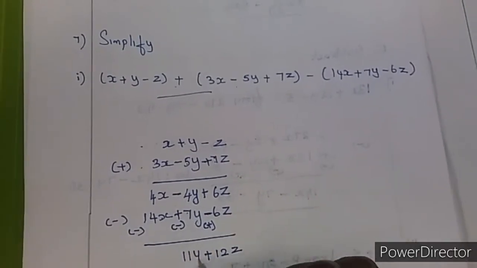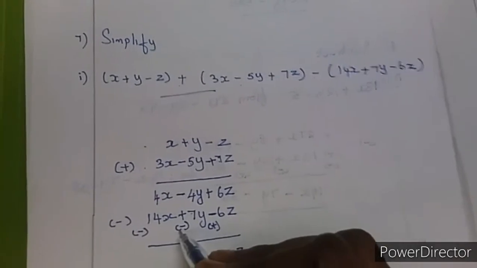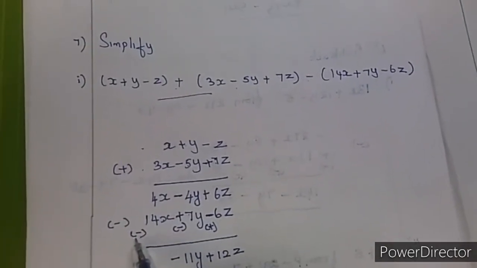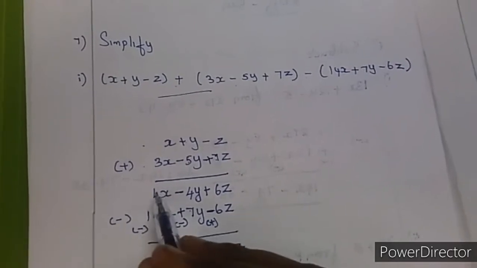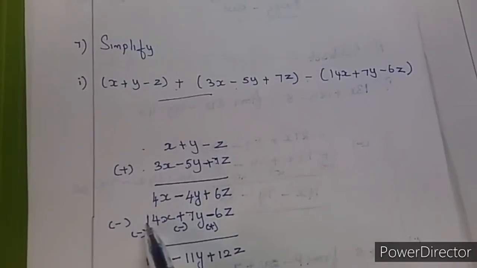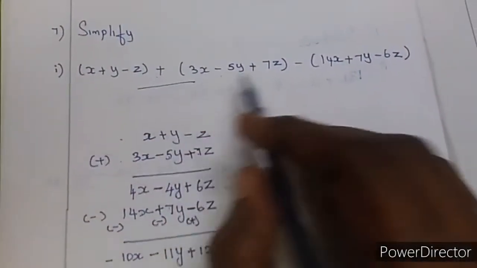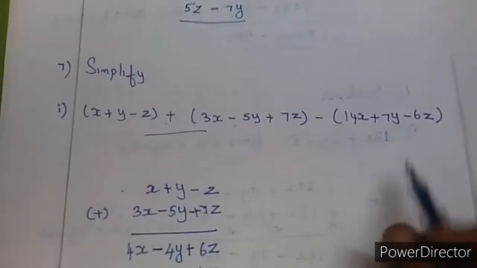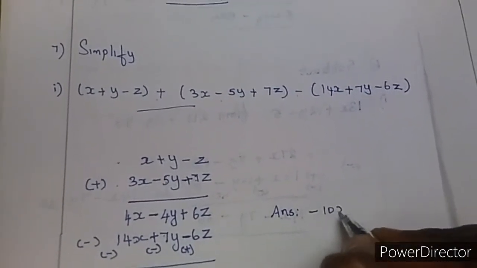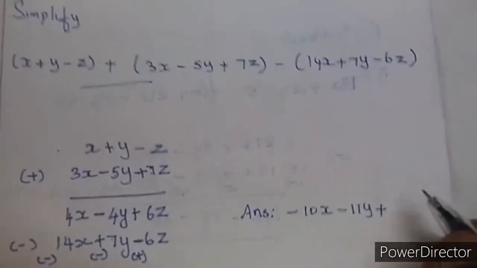The variable is y. And the greater number is 7. Sign for that is minus. Now plus into minus, we have to subtract. So 14 minus 4, 10x. The greater number is 14. Sign for that is minus. So once you simplify the given expression, you are getting the answer minus 10x minus 11y plus 12z.